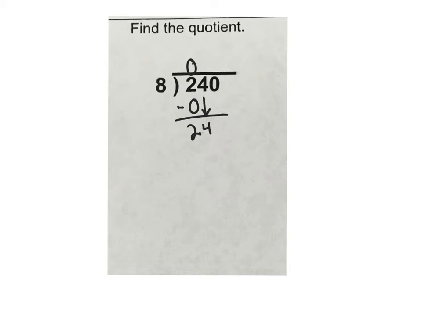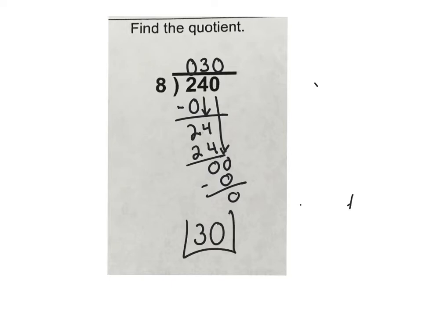8 times what gives me 24? That would be 3. So I subtract 0. You still need to drop down this 0. 8 goes into 0, 0 times, which is 0. 8 times 0 is 0. So my final answer is 30.